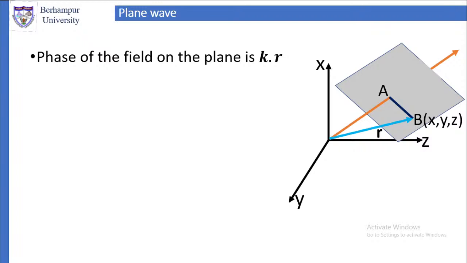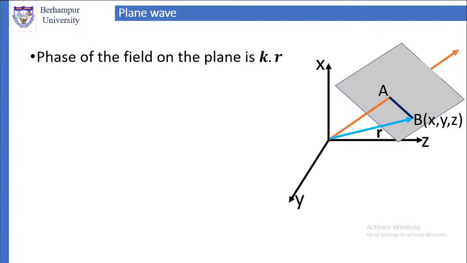Now look at this figure. In this figure, we have taken a plane which is propagating from the origin O. It is propagating outward in the direction that is shown by the arrow. The orange arrow shows the direction in which the plane is propagating. The shaded portion is the plane that is propagating along the direction of the arrow.